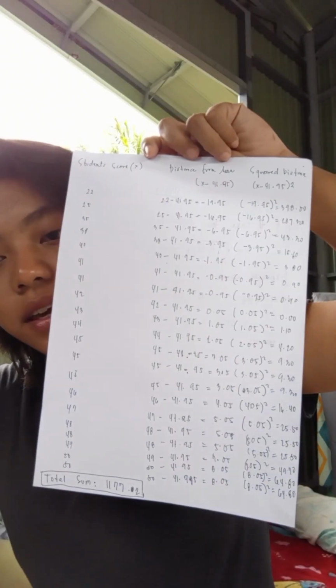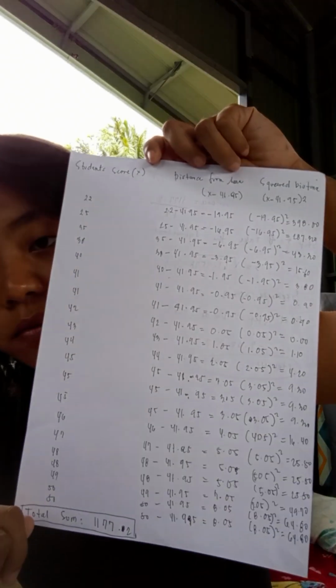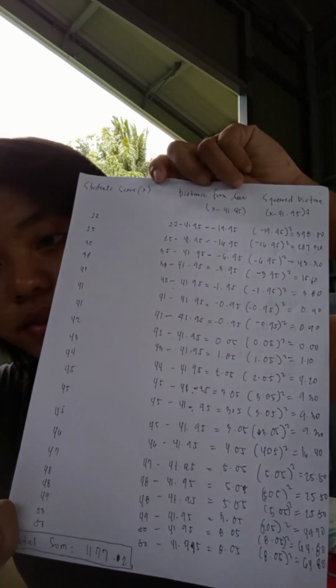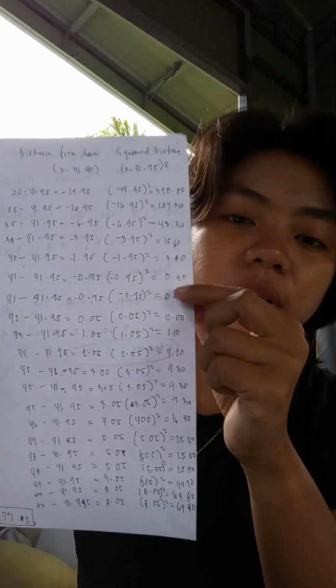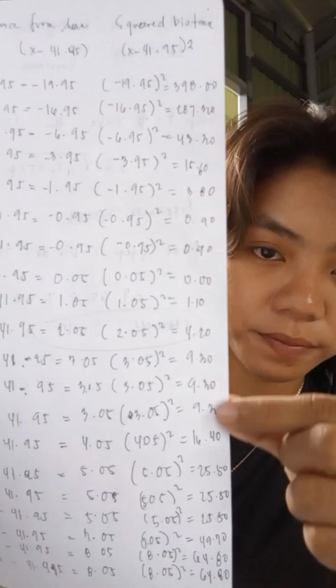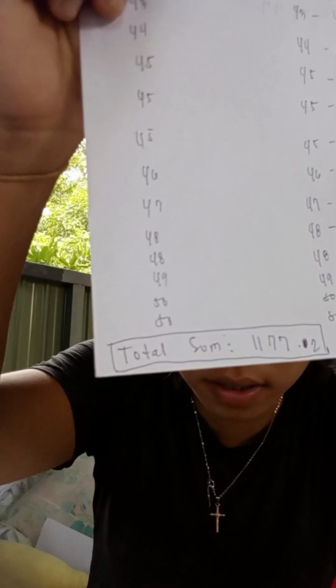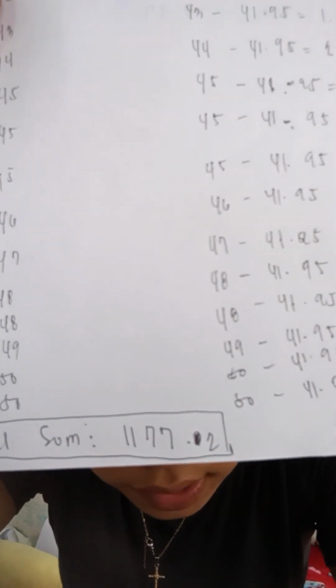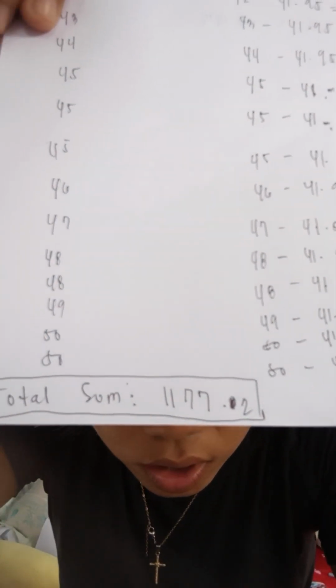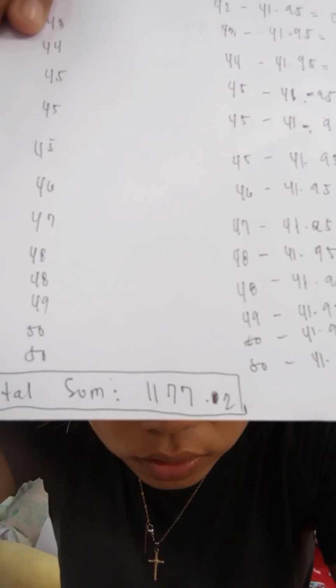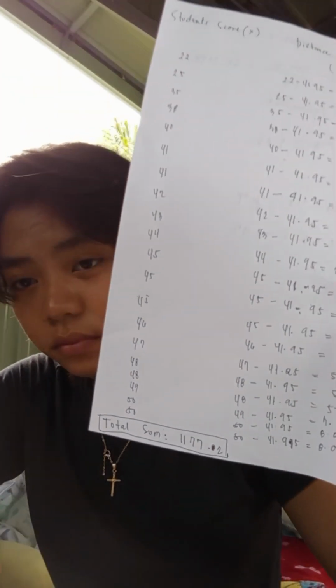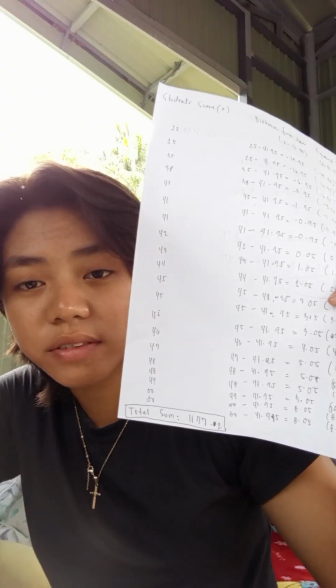Then step 2, we have to sum all the squared numbers. So here are the squared numbers, as you can see here. So the sum of all numbers is 1177.2. Then the next step is we have to divide it by the total number of students, which is 20.